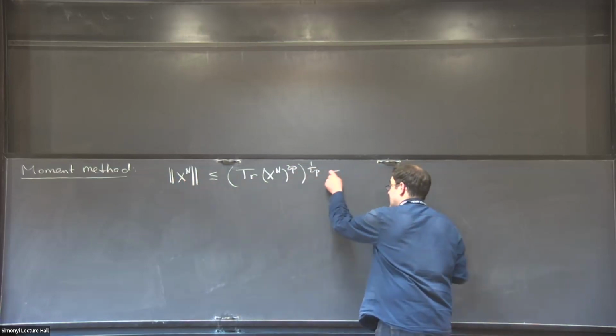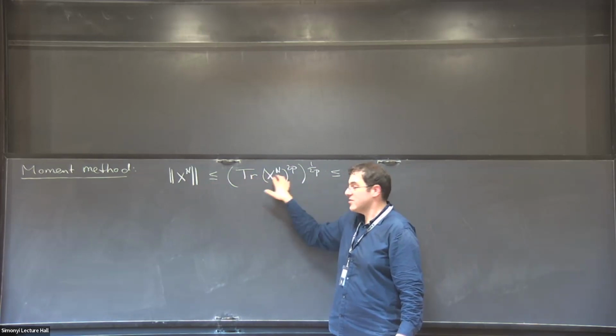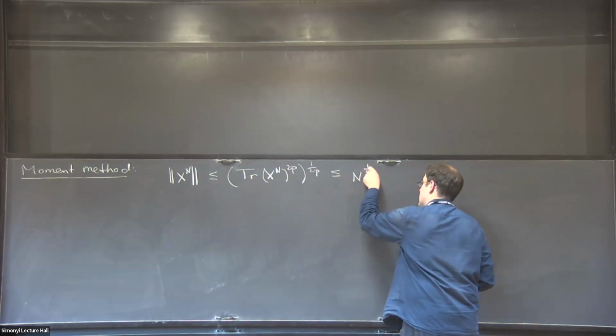On the other hand, if I take the sum of these, I can bound it, since there are n eigenvalues. So I can bound this by n times the largest one. If I do that, I get n to the 1 over 2p.